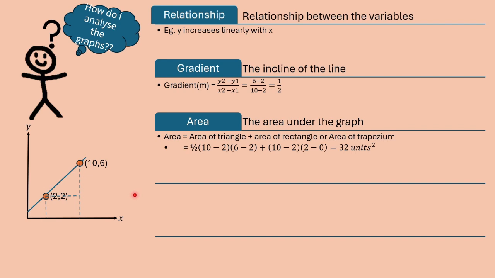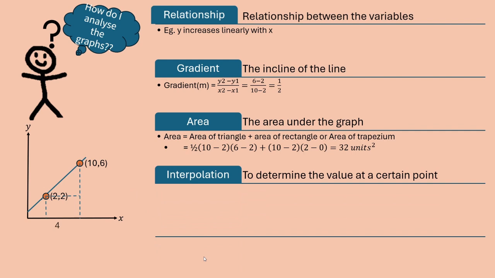The fourth one we have is interpolation, which is to determine the value at a certain point. If x is given, then draw lines to determine y at that point and vice versa. What we have here, when x is equal to 4, we draw a line at x equal to 4. When it touches the graph, we will draw a line to the y-axis to determine its position, which for our example here is equal to 3. So y is equal to 3.